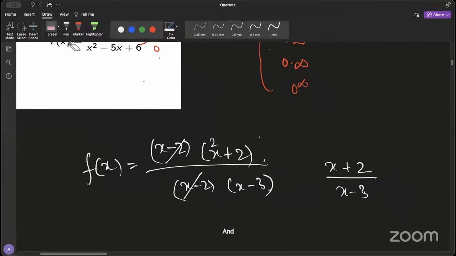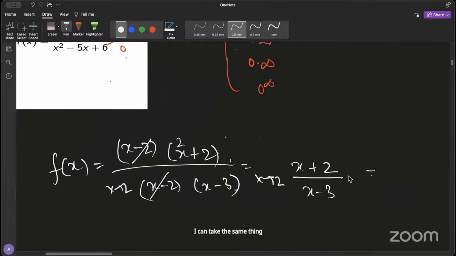And we can find the limit of this. So if I take x tending to 2, I can take the same thing here, x tending to 2, and now I can substitute 2 here, right? Because the problematic factors are gone. So if I put 2 here, I'll get 4. If I put 2 here, I'll get minus 1. So this will be minus 4.